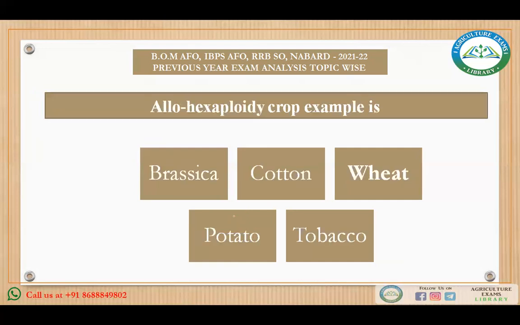Now next is, this is also a famous question regarding hexaploid crops: example crop is brassica, cotton, wheat, potato, or tobacco. Then the right answer to this is wheat. Okay, the right answer to this question is wheat.